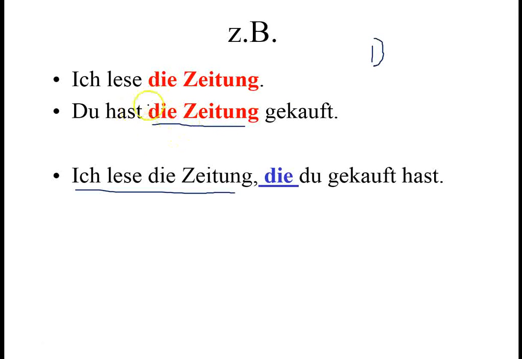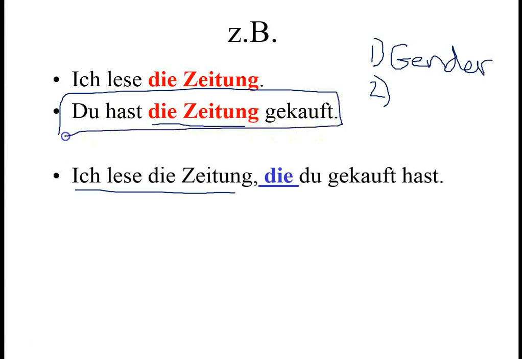Rewind. What is the gender? Excuse me, not the case. The first thing we're going to do is look up what's the gender, okay? If you know Zeitung, it's feminine. So in this case, it's feminine. The second thing is in the clause where it's at, then we determine the case, okay? What's the case in the clause where it's at?